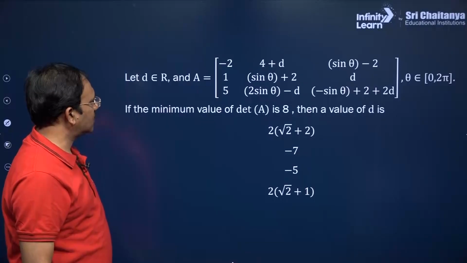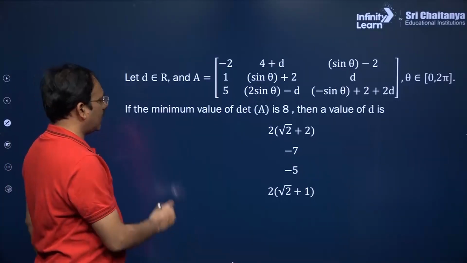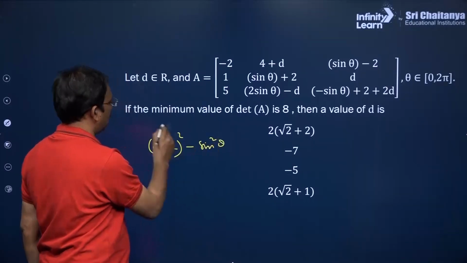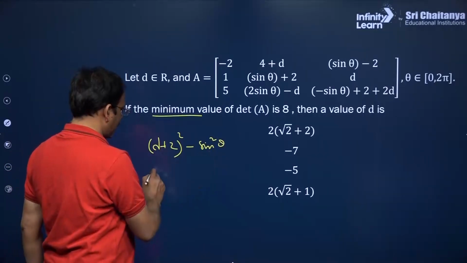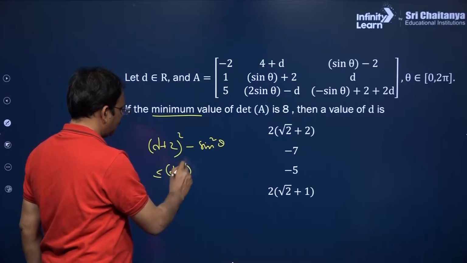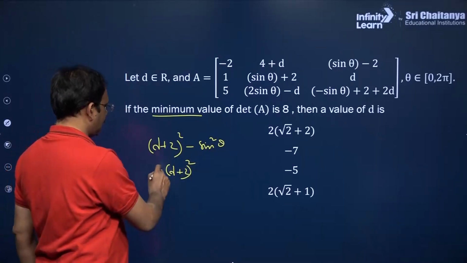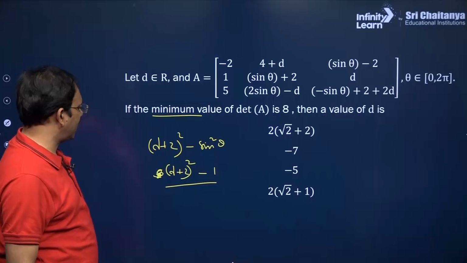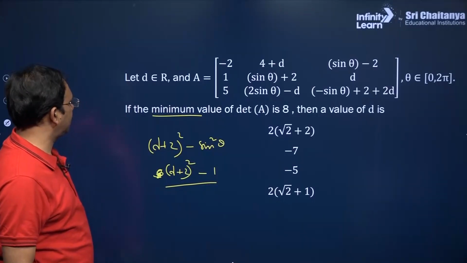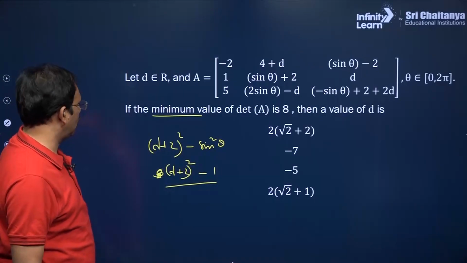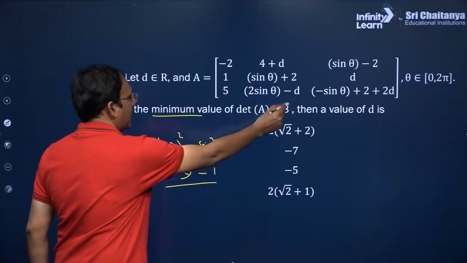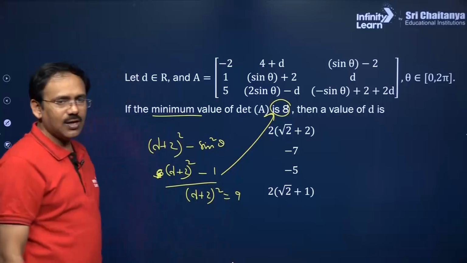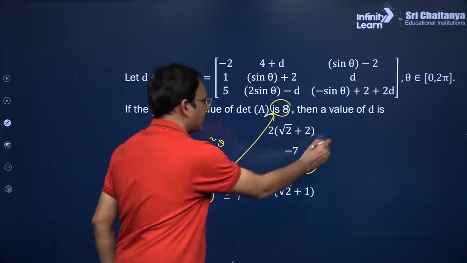That's it. Next, my dear friends, you see this particular matrix, if you just find the determinant, you are going to get d plus 2 whole square minus sine square theta. You have to get the minimum value, so you have to take the maximum of this. That is d plus 2, so minimum means d plus 2 whole square minus 1 is the minimum possible. It is possible in the sense, my dear friends, here among the options d belongs to R, theta belongs to 0 to 2 pi. Minimum value of determinant is given as 8 here, my dear friends. If you equate to 8, d plus 2 whole square is equal to 9. So d can be 1 or minus 5. So minus 5 is the answer.